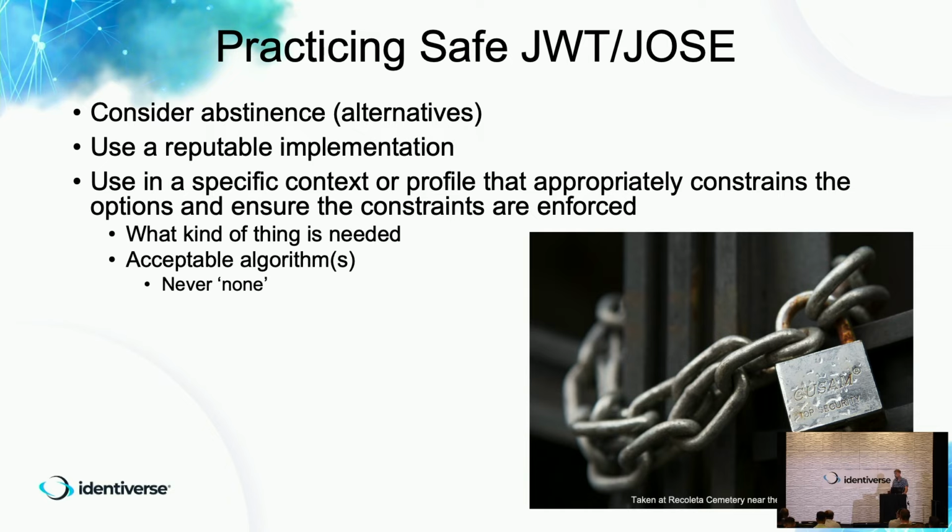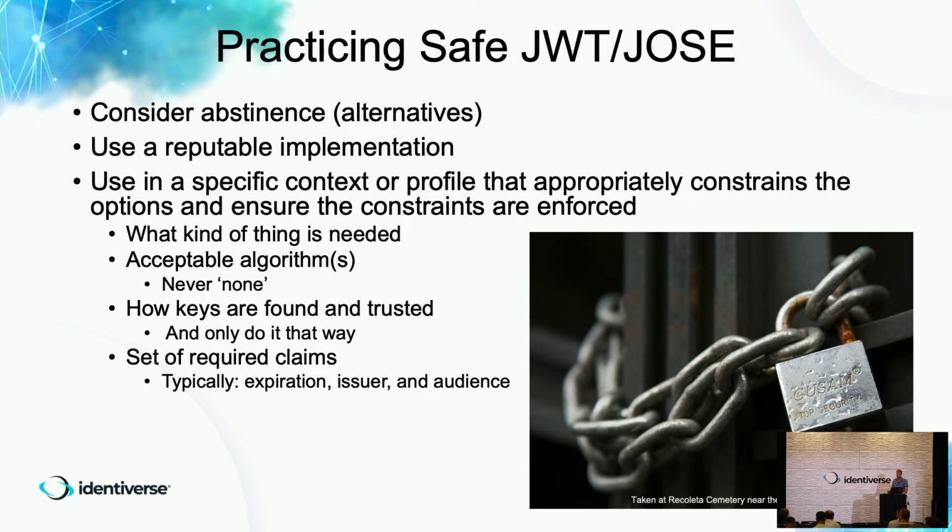Like what kind of thing you expect. Acceptable algorithms, including disallowing none. Actually have that statically defined and configured in the system up front. How keys are found and trusted. And don't look at anything else involving that. Only look at the happy path of how you expect keys to be exchanged or understood. The set of required claims. Typically, you're going to need an expiration, issuer, and an audience, but your mileage will vary. But this is a good place to start around which claims to require in your context.